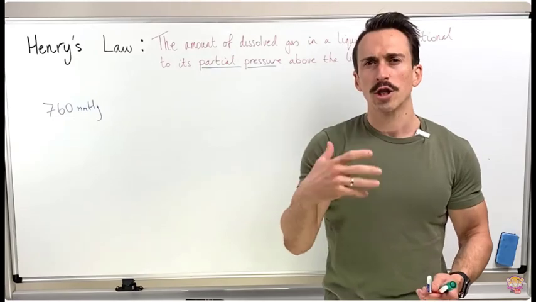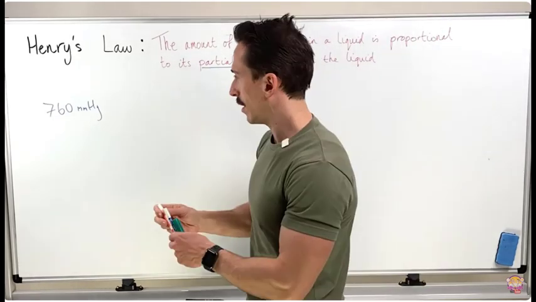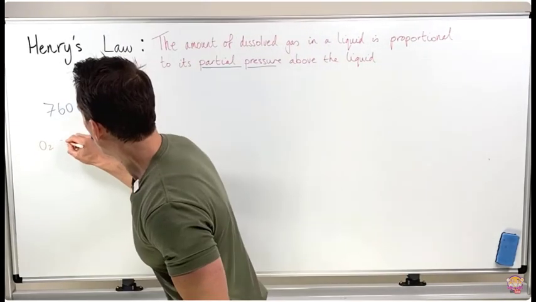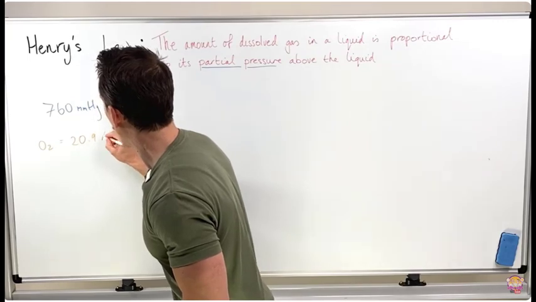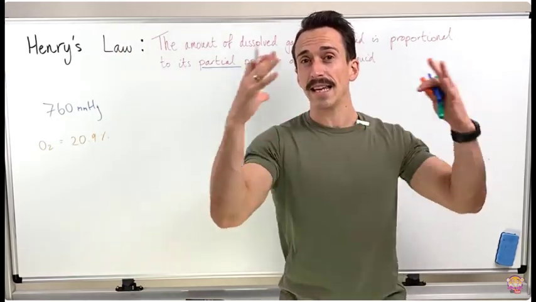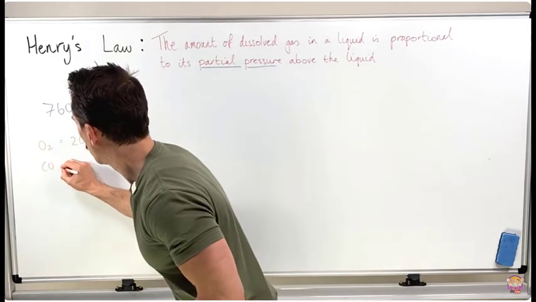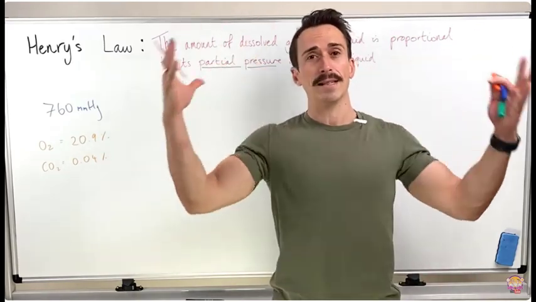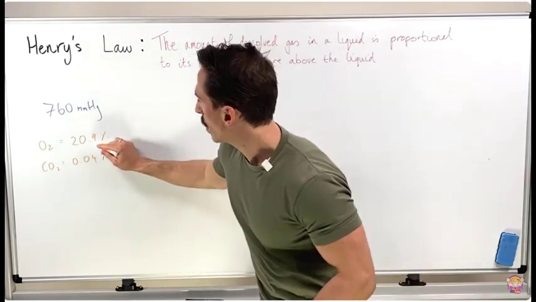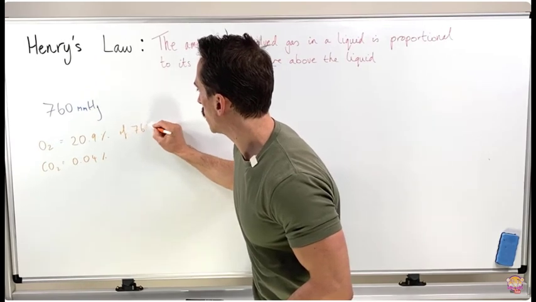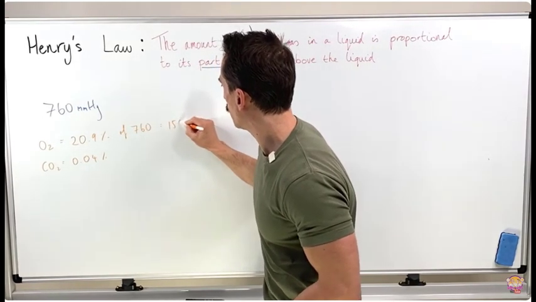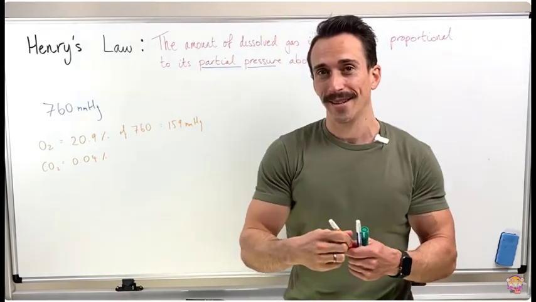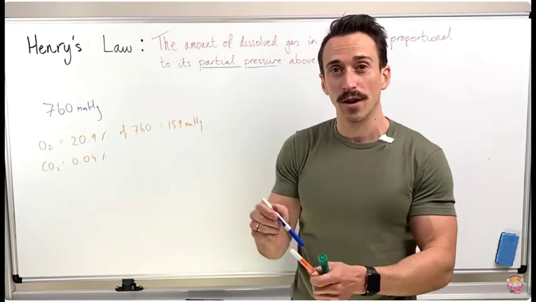If we just focus on oxygen and carbon dioxide, for example, in this video, we know that oxygen, O2, makes up 20.9% of all the gases in the atmosphere around us. And carbon dioxide makes up 0.04% of all the gases in the atmosphere around us. Now, if we take 20.9% of 760, we end up getting 159 millimeters of mercury. So that means the partial pressure of oxygen in our atmosphere is 159. That's what partial pressure is.